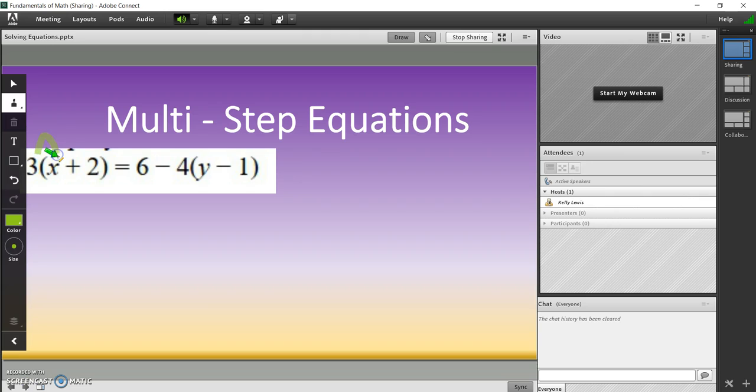All right, I need to distribute the 3 on this side, and I need to distribute that negative 4. So 3x, because 3 times x, and 3 times 2, that's 6. Then we have a 6. And then a negative 4 times a y is a negative 4y, and negative 4 times a negative 1 is a positive 4. So here's where we are. All right, this 6 and that 4 need to talk. You can't cross this equal sign until you've added all combined like terms. So 6 plus 4 is 10.